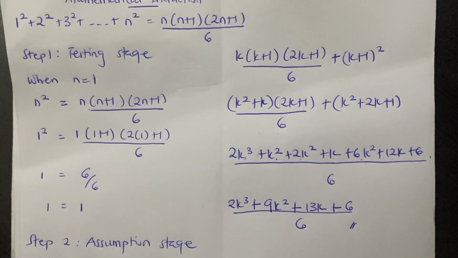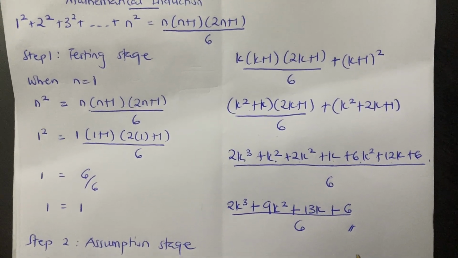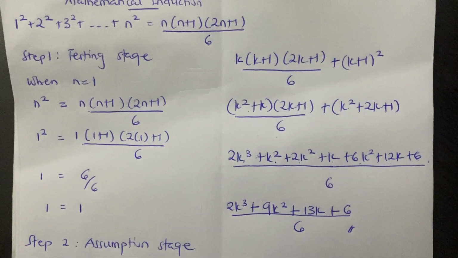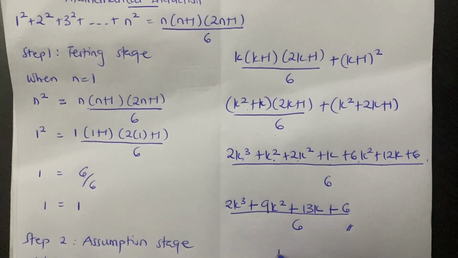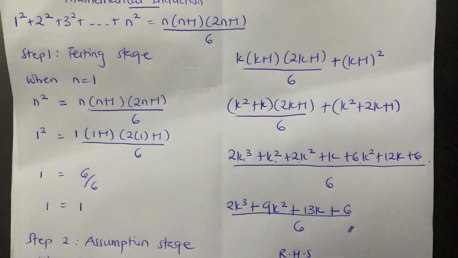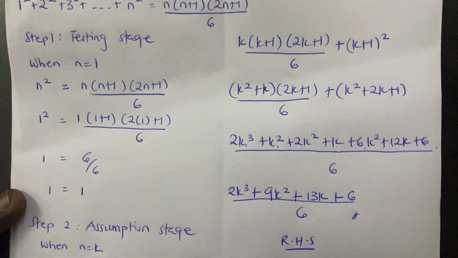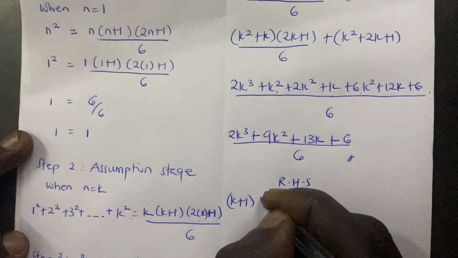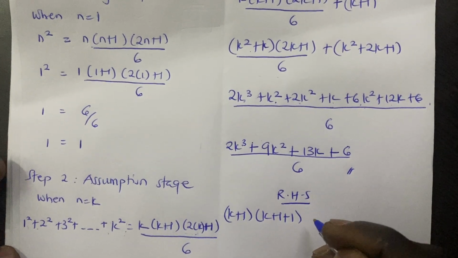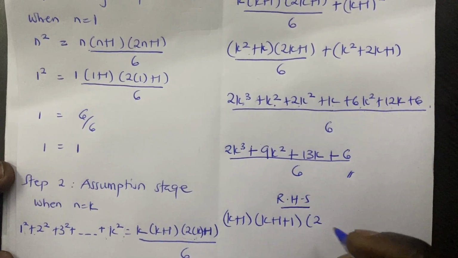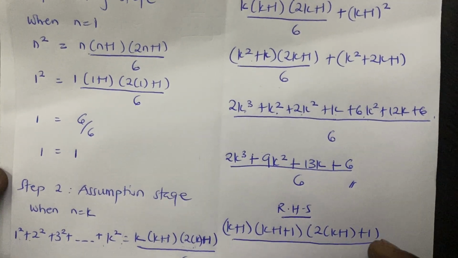But then let's see if what we are going to get for the right hand side is going to be the same as what we had here. Then it means that our calculations are right. So on the right hand side, wherever we find n, we are going to put k plus 1. So we go back to our original equation and then we put k plus 1 everywhere we find n. So we're going to get (k plus 1) into brackets (k plus 1 plus 1) because there is already 1 there. We have (2(k plus 1) plus 1) and then plus 1 again here, all over 6.